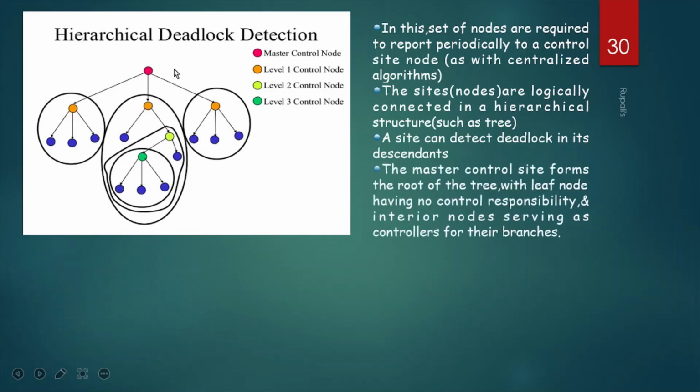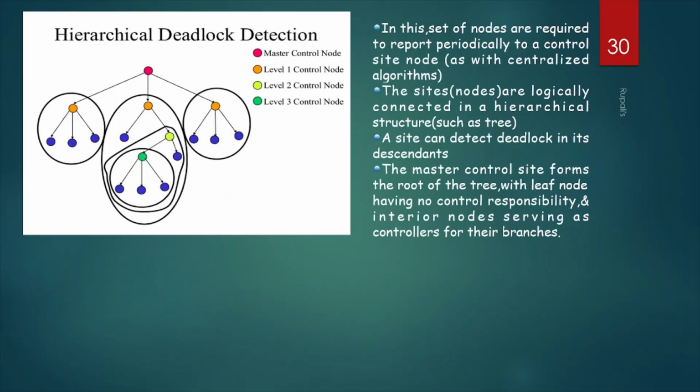The master control site forms the root of the tree, with leaf nodes having no control responsibility. This blue node has no control responsibility. And the interior nodes, this orange and yellow node, these green nodes, they are interior nodes serving as a controller of their branches. So say this green node is the controller of its branches.